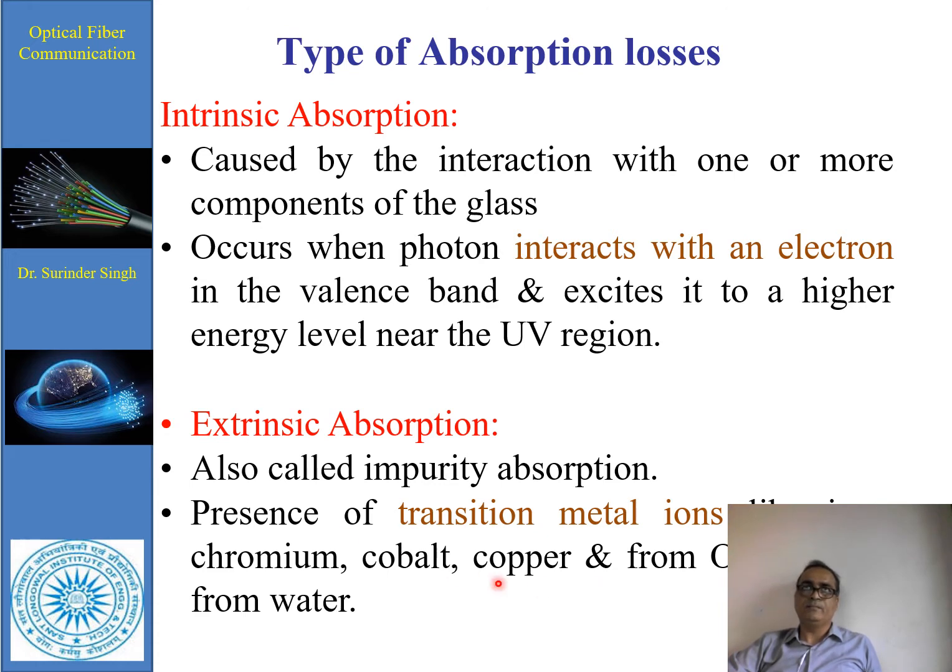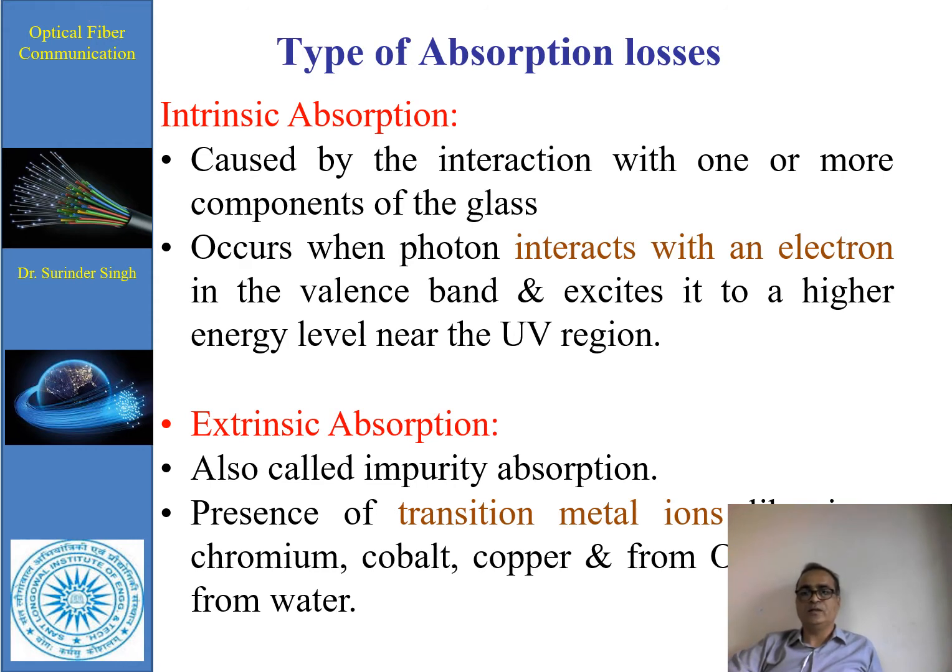So there is a technique, the vapor phase oxidation method, used for formation of the material. By using that technique, these extrinsic losses, these impurities, can be reduced. In the case of intrinsic absorption, instead of oxide glass, there are non-oxide glasses available, that is fluoride and chloride glasses at longer wavelength, which are good for infrared and give less attenuation as compared to oxide glass.